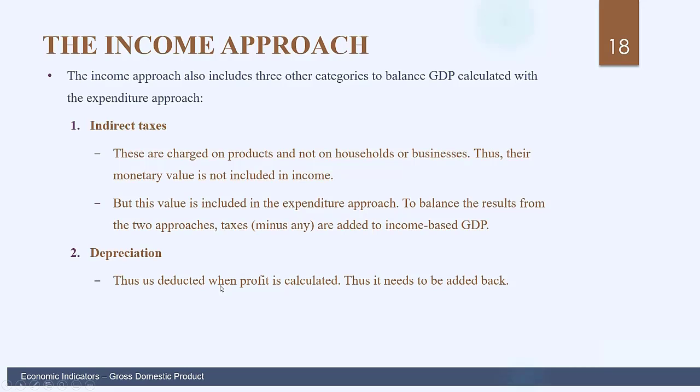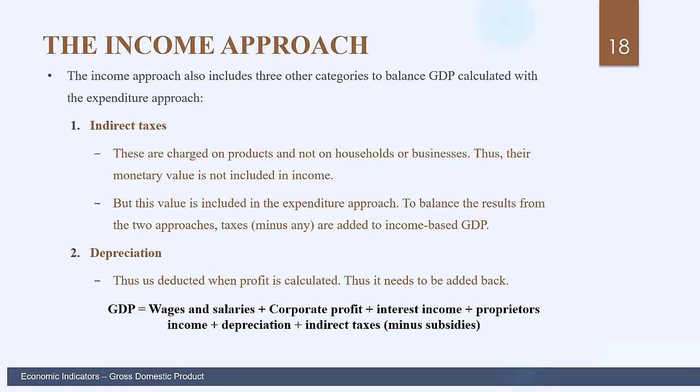And another thing to point out when we talk about indirect taxes, we want to have indirect taxes net of subsidies. So the government not only collects taxes, but it also provides subsidies to some firms. So we want what the net amount is. And so with the income approach, GDP will be equal to wages and salaries plus corporate profit plus interest income or investment income plus proprietor's income. And then we're going to add back depreciation and indirect taxes, but subtract from indirect taxes any subsidies.